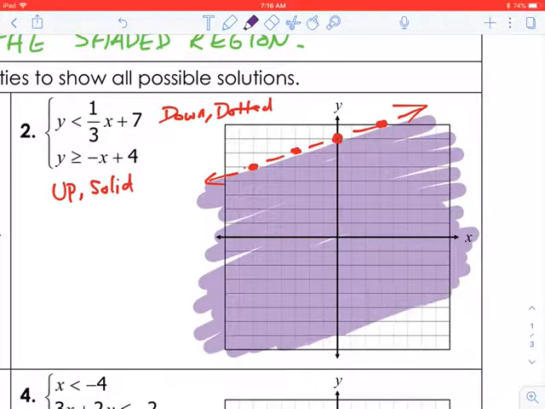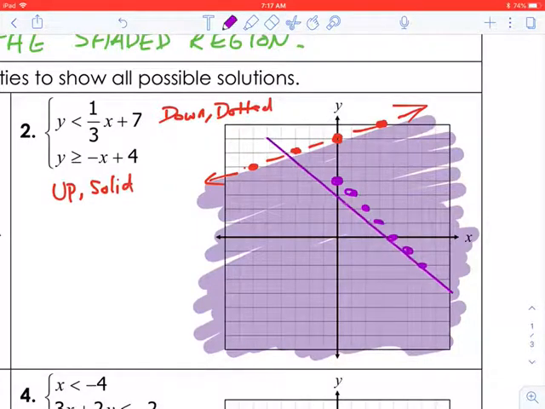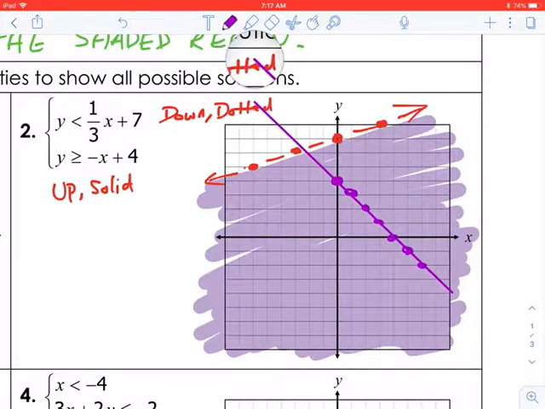Okay, so it's kind of fun. You get to color a little bit. All right. So the next one we've got positive 4, 1, 2, 3, 4, and I'm going down 1 over 1, down 1 over 1, down 1 over 1. And this time it's a solid line. So once I get enough points, I'm going to go ahead and make a solid line going through those.